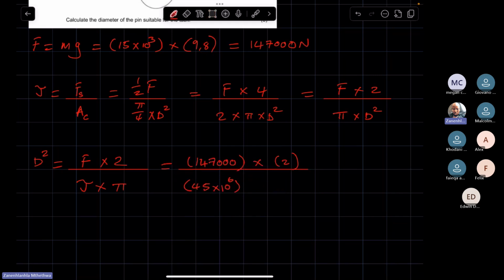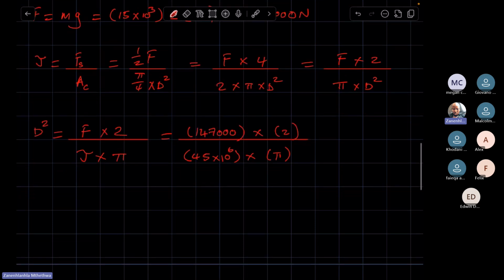So, and then what do you have here? Times pi. Right. And what do you get here? Should we square it already, sir? No, just calculate this exactly as it is. So whatever you get here will be equal to d squared. And then the answer you get, we are going to use the square root on it.